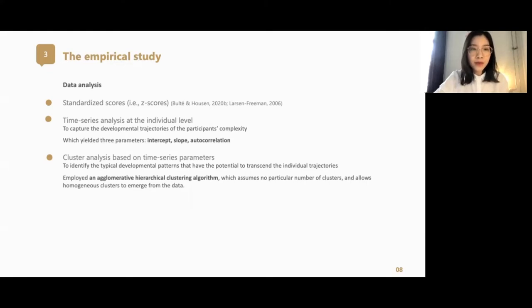The 3 parameters we got here, intercept, slope, and autocorrelation, can give us some information about some basic features of the developmental process, such as the trend, rate of change, and the temporal dependence. And the 3rd step is we performed a cluster analysis on the parameters we got to identify the typical patterns that have the potential to transcend the individual trajectories.